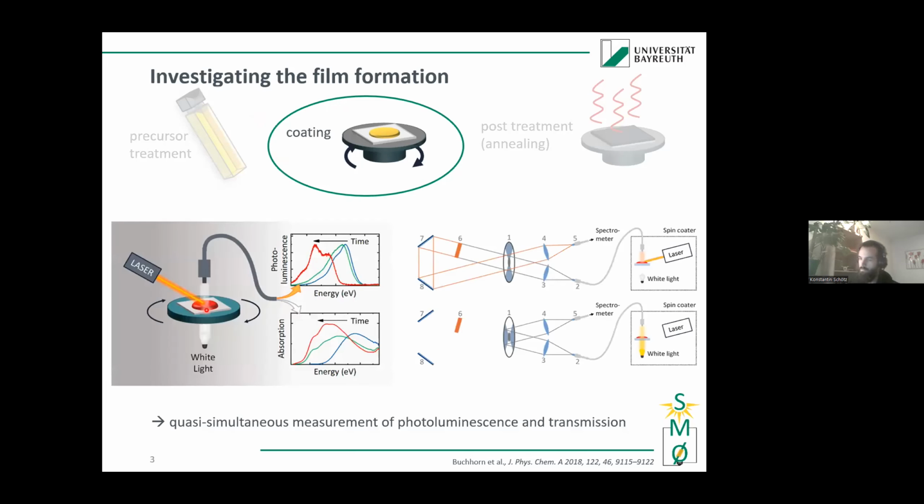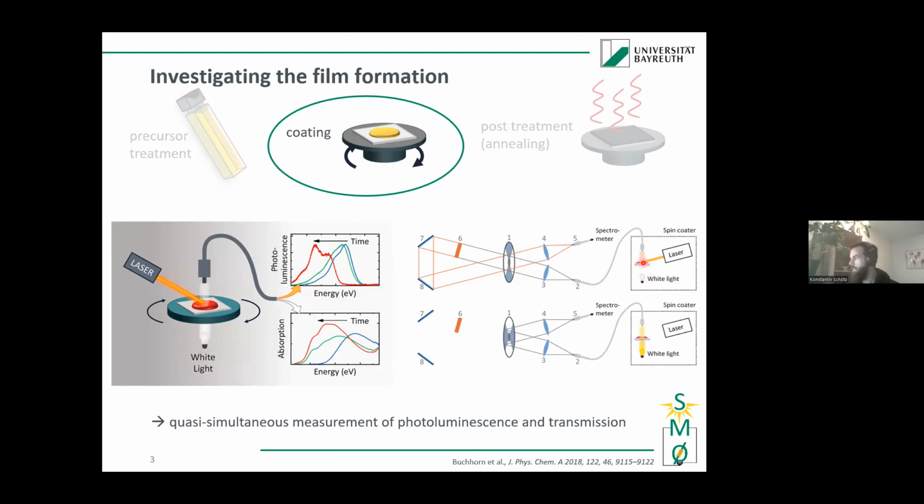That is, simplified, we have our coating device like a spin coater, we have a white light source, and then we have a laser, and we are then able to record absorption and PL during the spin coating quite fast. We do that frame by frame. So here in the upper panel, it's the case for a PL frame. The white light is off, the laser is on.